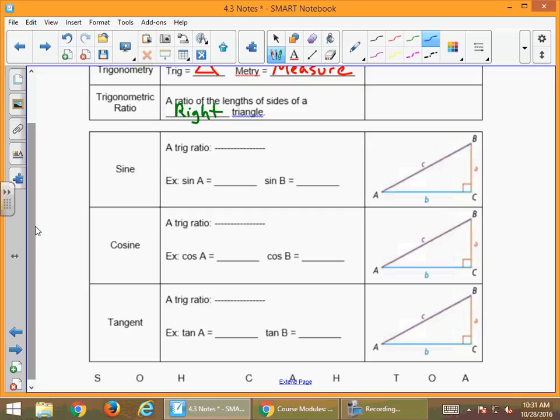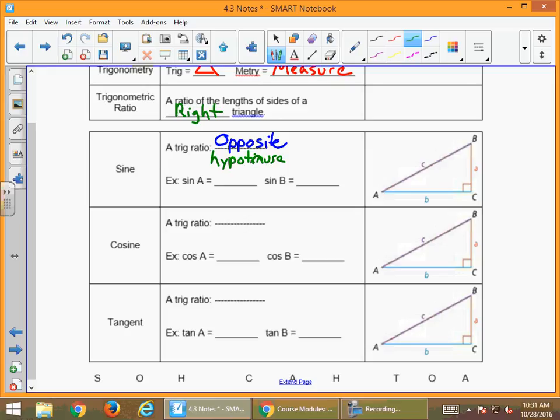The trigonometric ratio of a sine is always going to be the opposite over the hypotenuse. Hypotenuse. All right. So, what does that mean here?